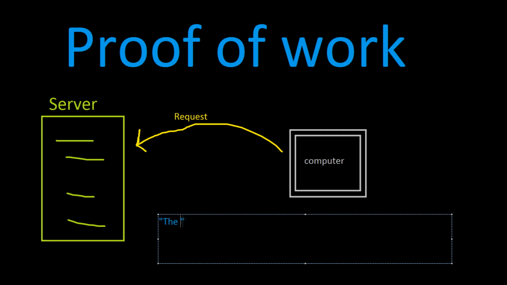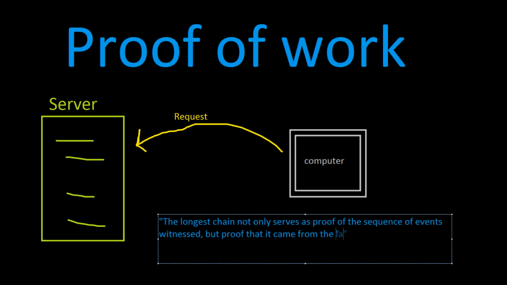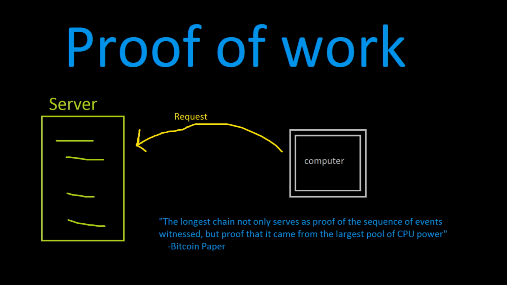The longest chain not only serves as proof of the sequence of events witnessed, but proof that it came from the largest pool of CPU power. So when you add hashing and proof of work, you have hash-based proof of work.